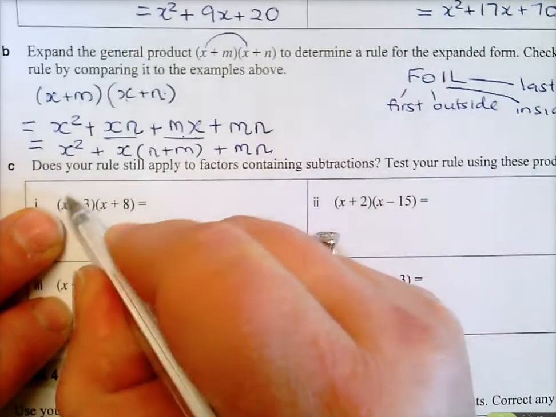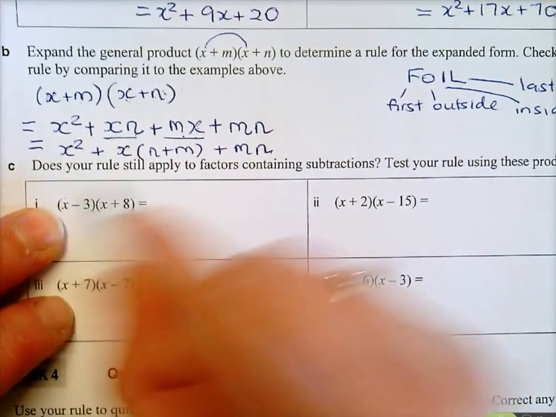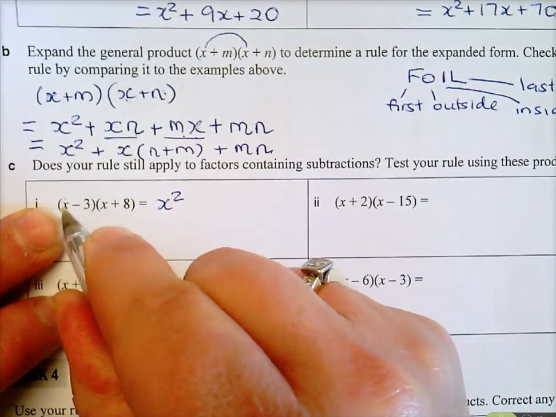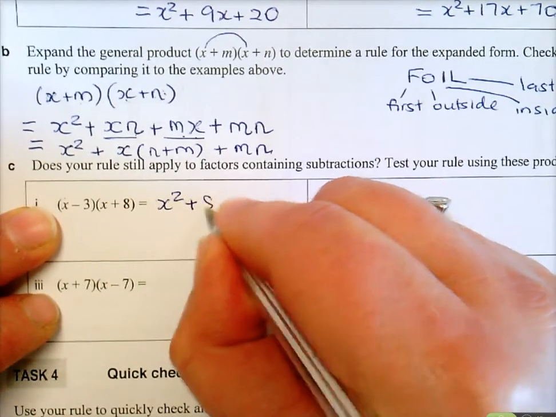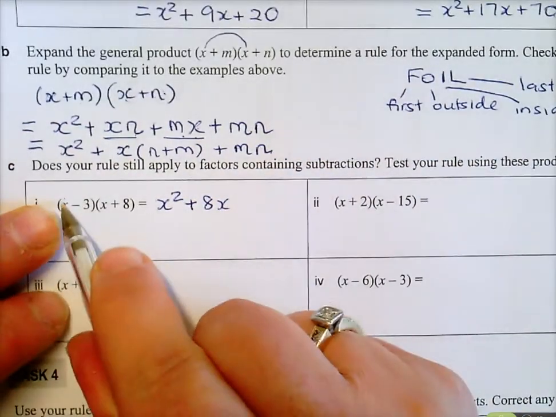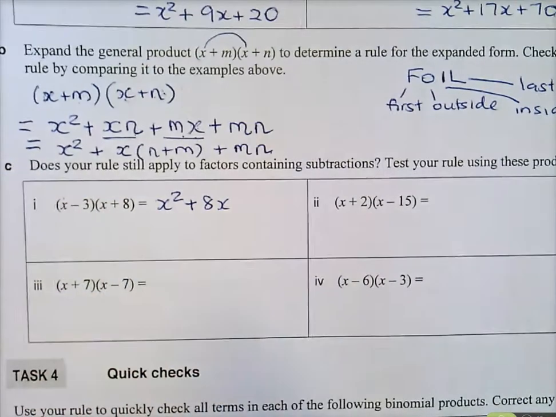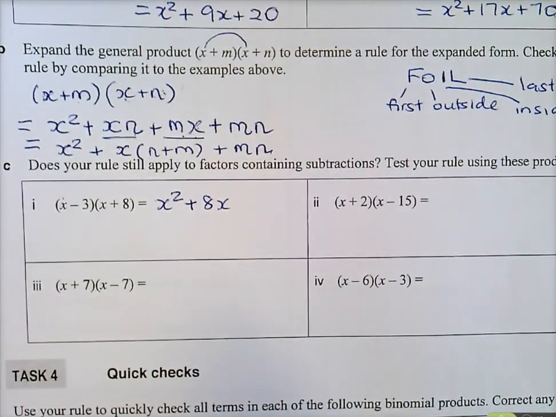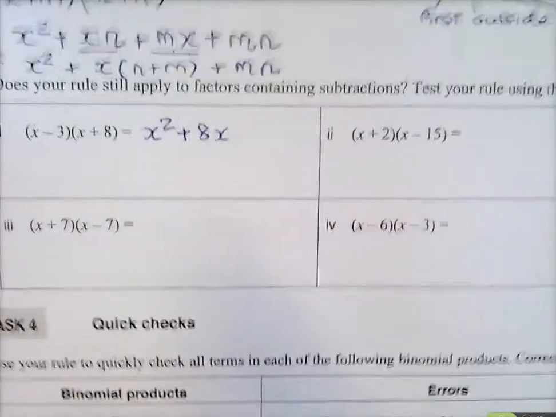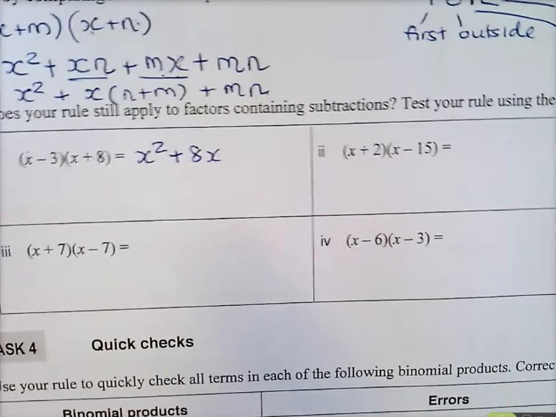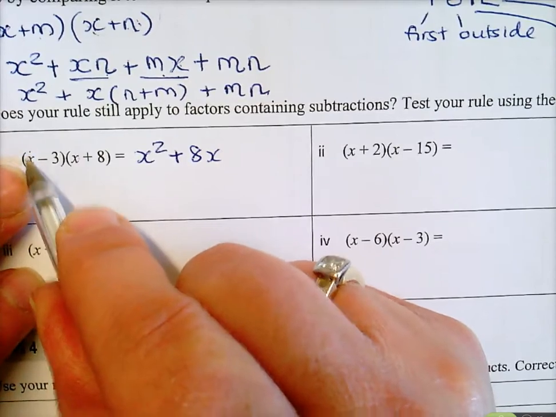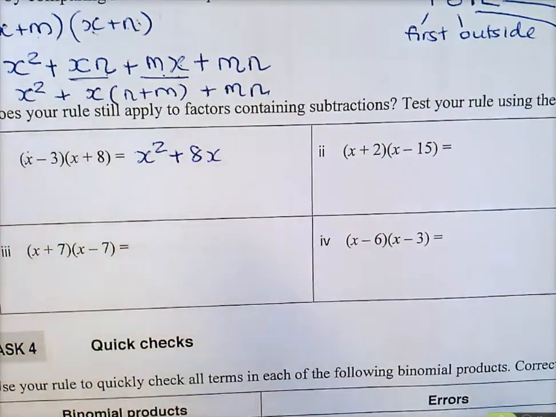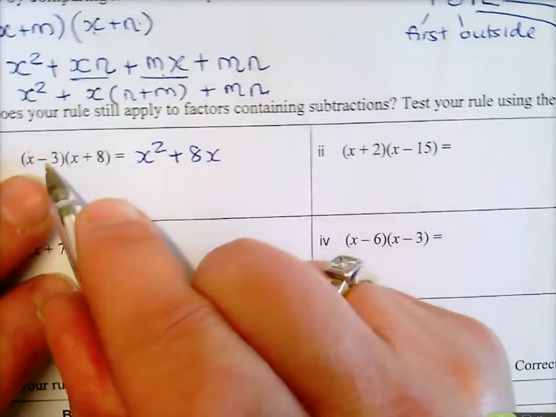X gets multiplied by x, what do you get? X squared. The x gets multiplied by the plus 8. Plus 8x. Does this make sense? X gets multiplied by each of the ones in the second bracket. The x gets multiplied by the first thing in the second bracket. The x gets multiplied by the second thing. We're done with the x. Now we do the minus 3.